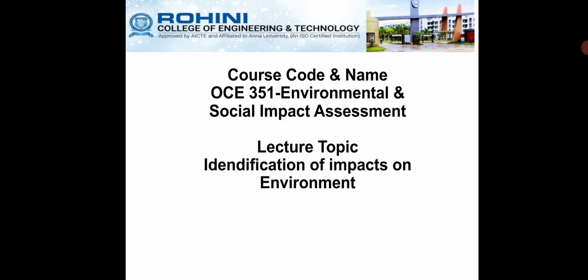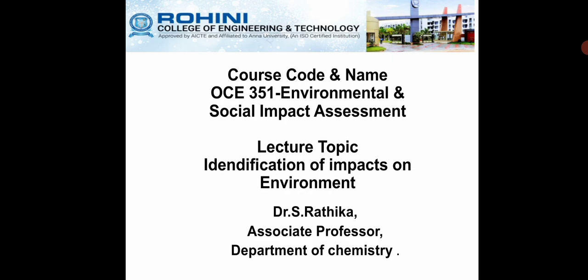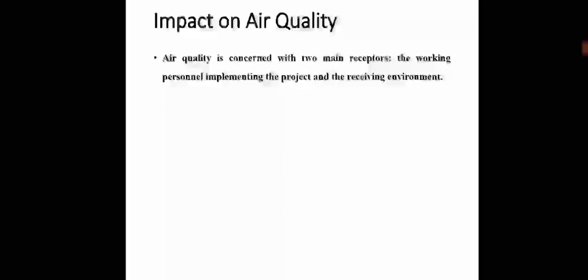In this video, we discuss the identification of impacts on environment. Let us see the impact on air quality. In the previous videos, we have discussed how the impacts are identified and what impacts arise due to the decreasing quality of important components like air, water, land, energy, fauna and flora. Now we discuss the impact on air quality.